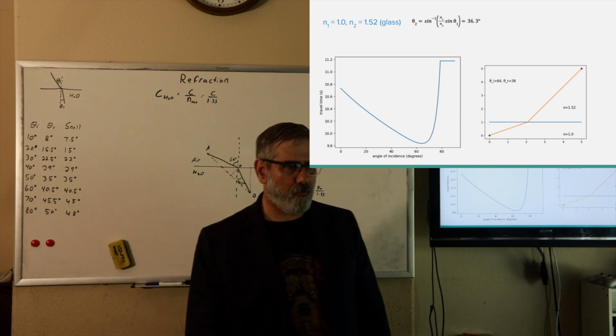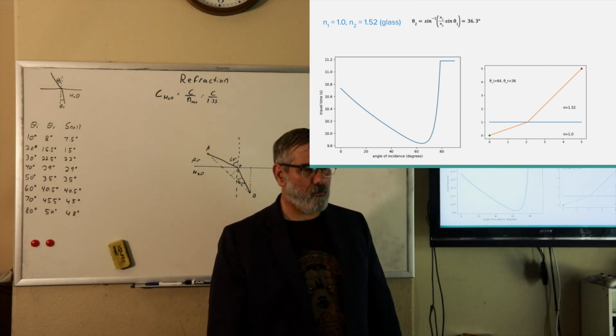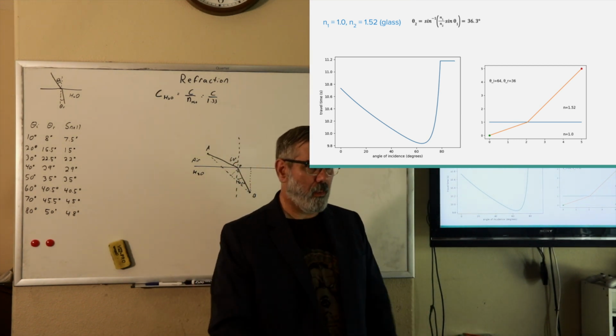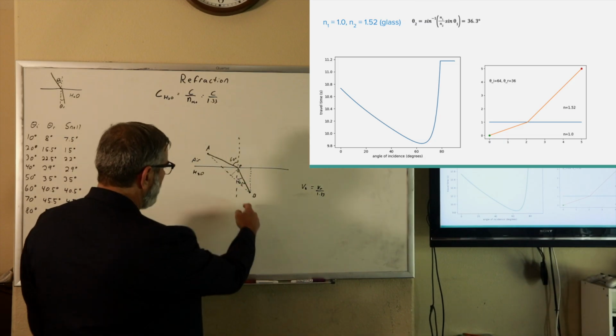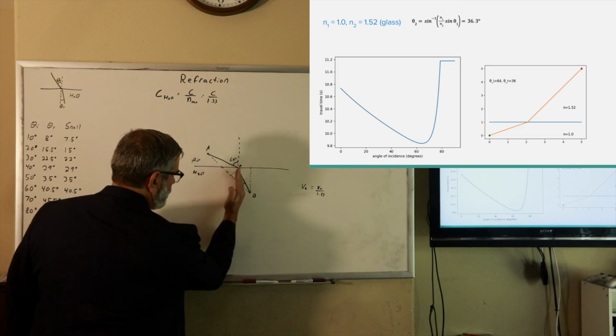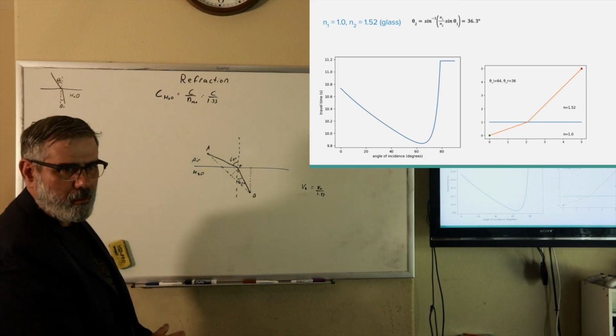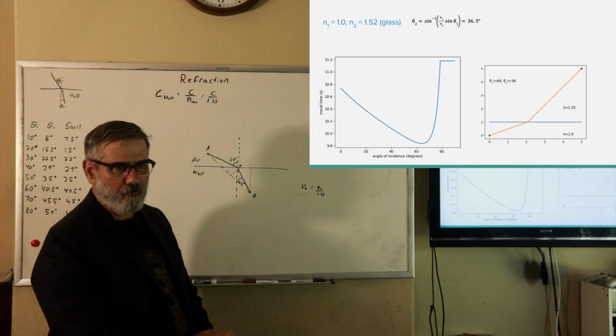Okay, and in general, that's a trend we're going to see. The higher the index of refraction, the slower light travels in that material, the more the light bends towards the normal. You understand what I mean by bends toward the normal? This is the normal. Bending towards the normal is like this, you see? Understand? I think so, yes.